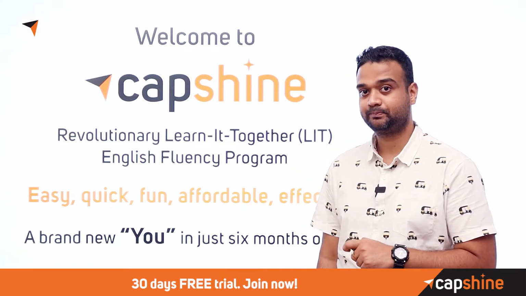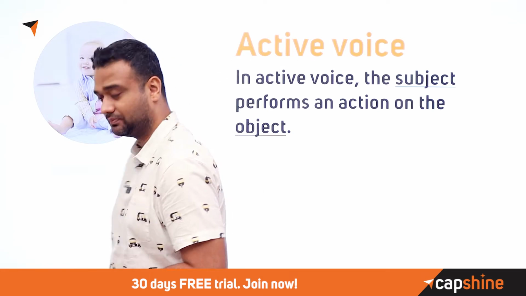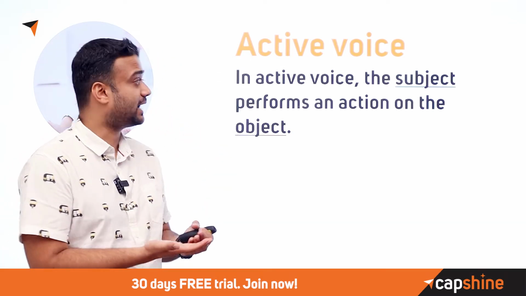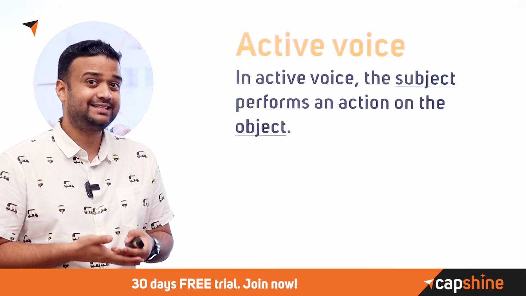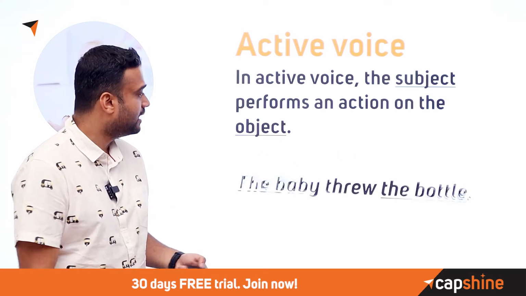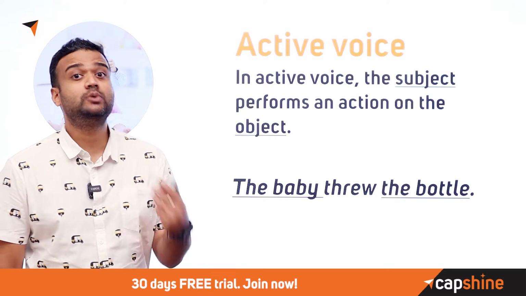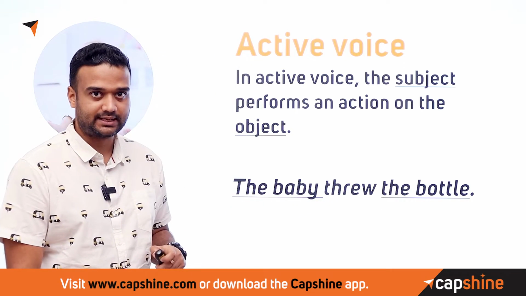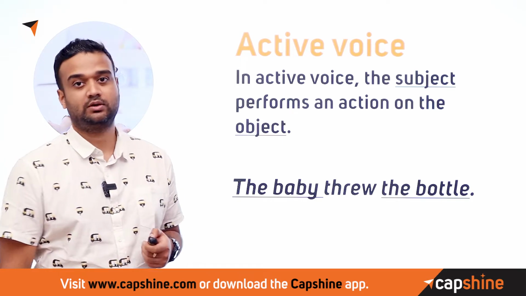So, what is the basic difference between these two? Well, the active voice is when the subject is the doer of the action. The subject does the action itself. And we look at some examples. The baby threw the bottle. The baby here is doing the action, threw the bottle. And this is the subject of the sentence. It's very clear who's doing the action, and the subject is the doer of the action.